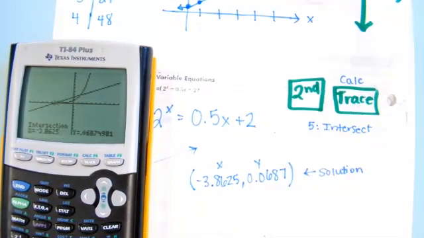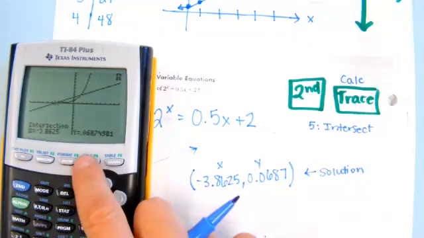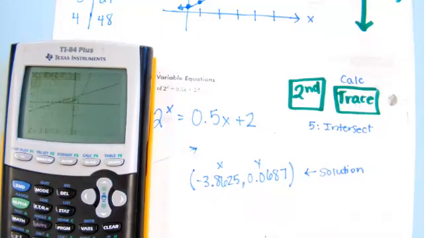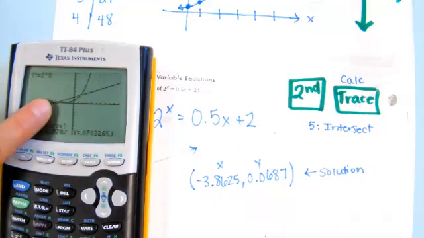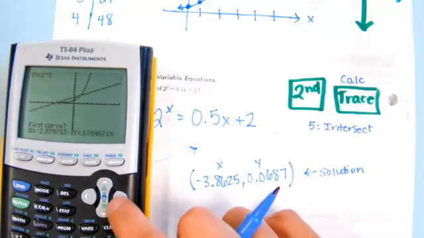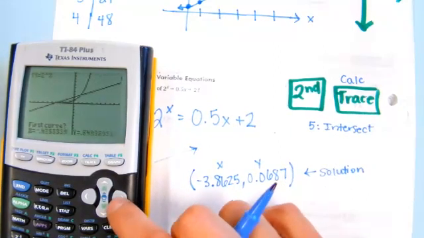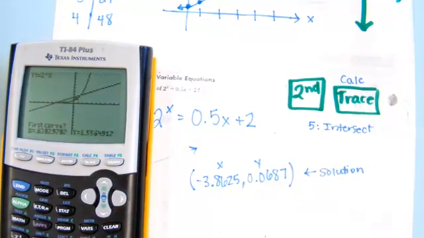Now we're going to do it again for our second solution, but we got to use our arrows to get close to where the second intersection is, okay? So let's do that again. So we're going to press second trace, 5 again. Now notice it left off where we left. So we're way over here. Your blinker is your cursor. So arrow it over so you're close to the second one now.